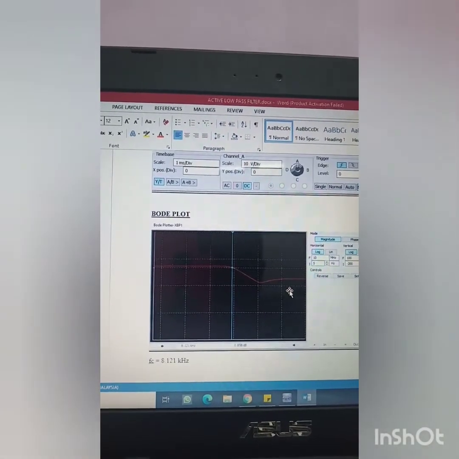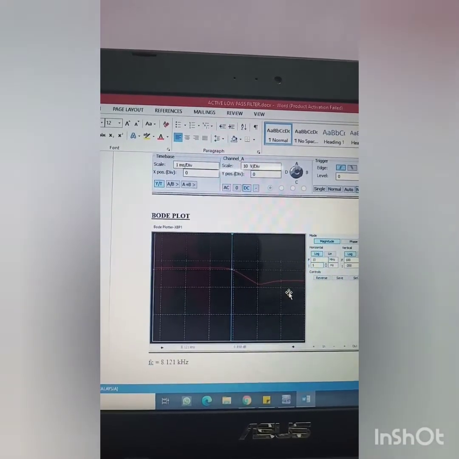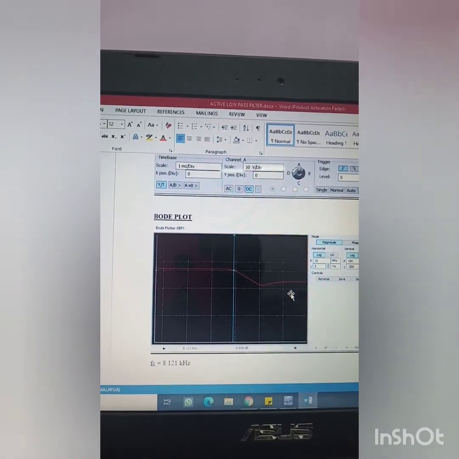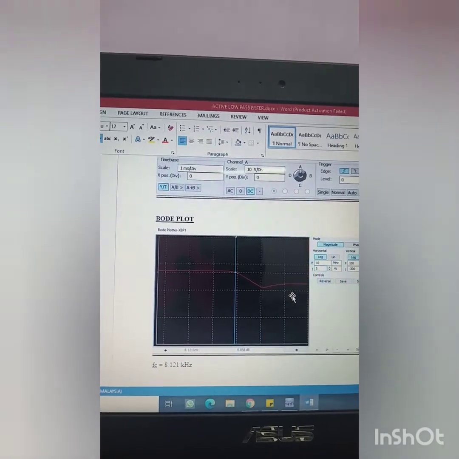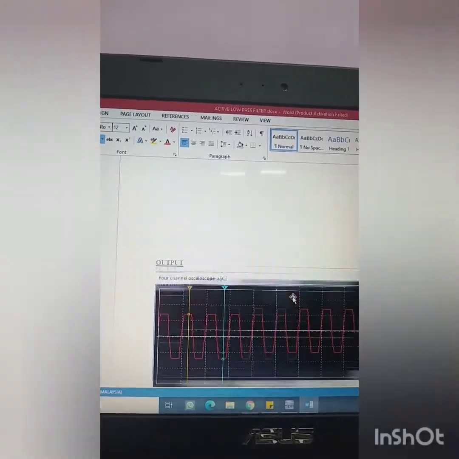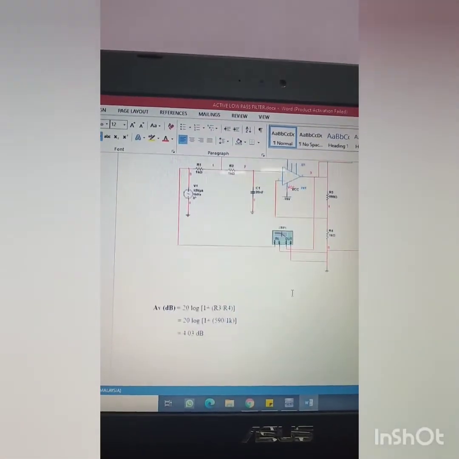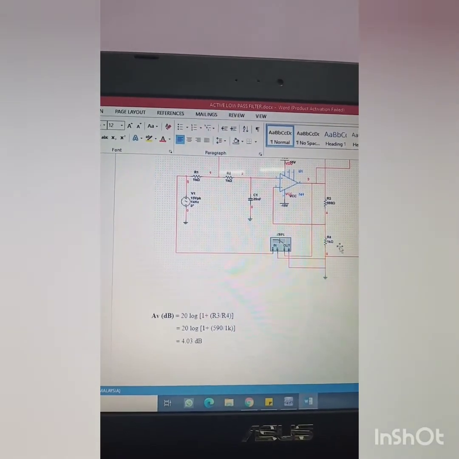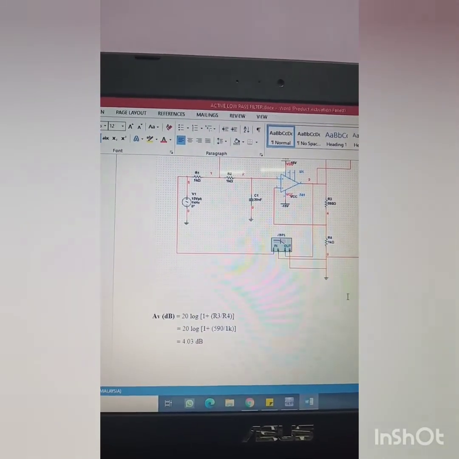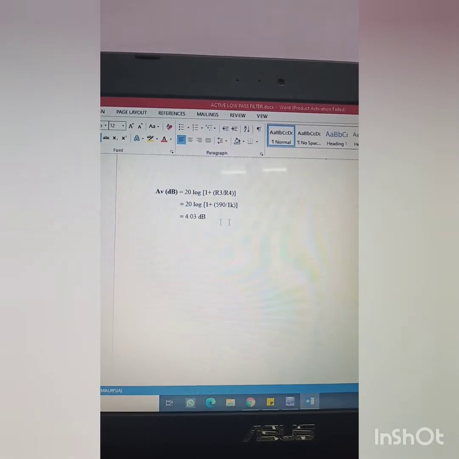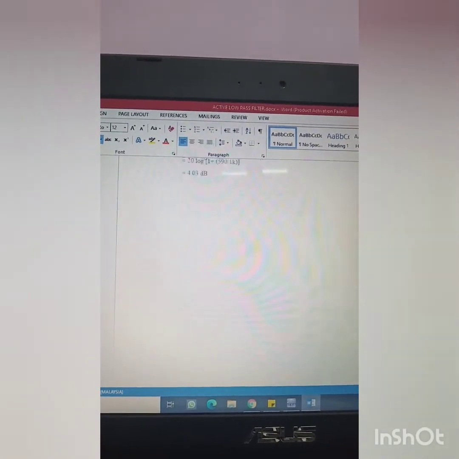We can know that for a non-inverting amplifier, the magnitude of voltage gain is obtained by its feedback resistor relative to the input resistor. We can find the voltage gain here, and this is the voltage gain I just mentioned.